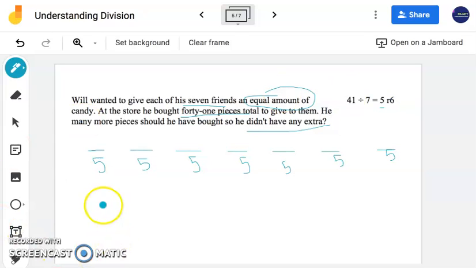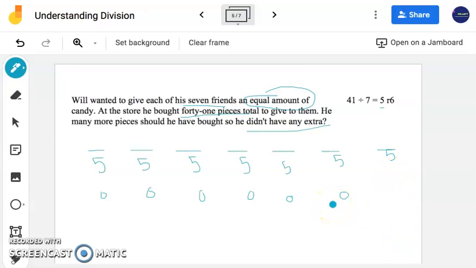So let's see. That's telling us, this friend can get 6 pieces. This friend can get 6 pieces. This friend can get 6, and this friend can get 6 pieces, and so on. But this friend can only get 5?